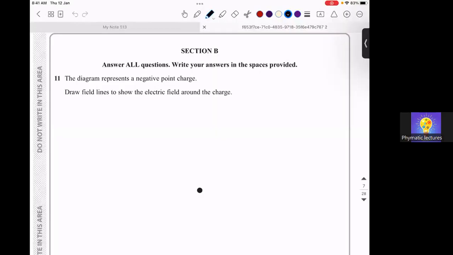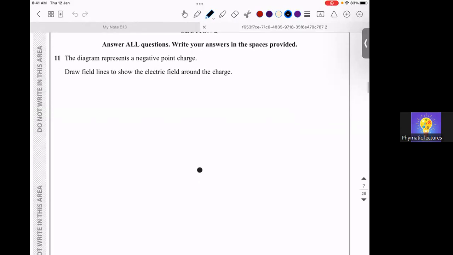Okay, so question number 11 in this session, section B, the first question. This is actually the descriptive questions. Question number 11 is what? The diagram represents a negative point charge. So what is the keyword? The negative point charge. And draw field lines to show the electric field around the charge.